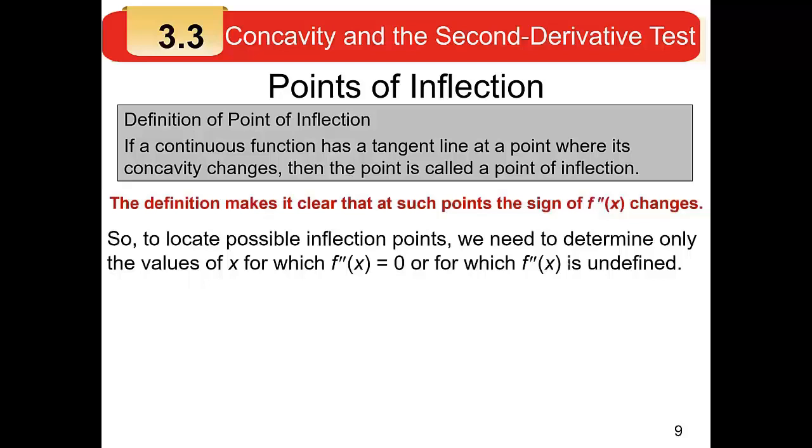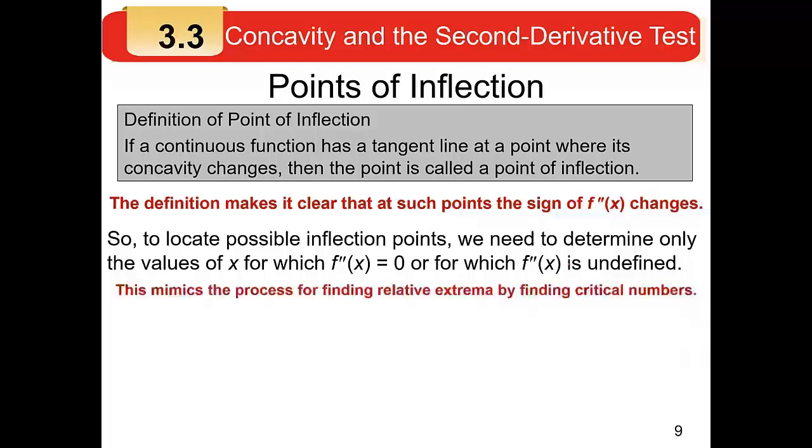So if we want to locate possible inflection points, we need to find only the values of x for which the second derivative is 0, or for which the second derivative is undefined. We've already practiced that. I just want to emphasize that this is what we're doing, and that it mimics what we did for finding relative extrema in critical numbers.